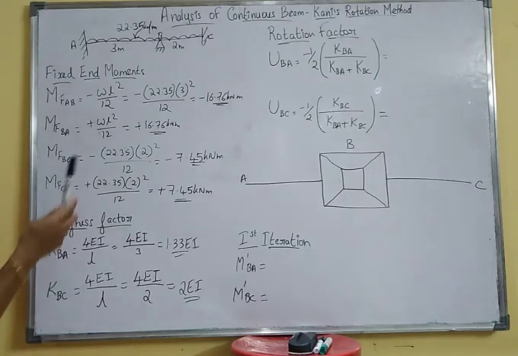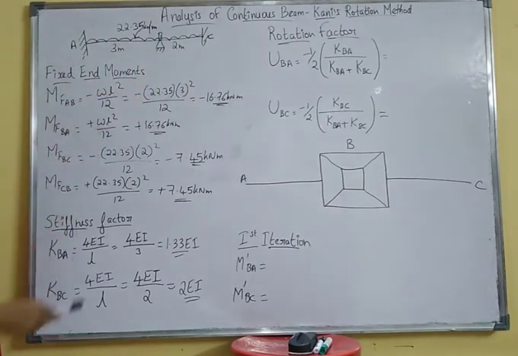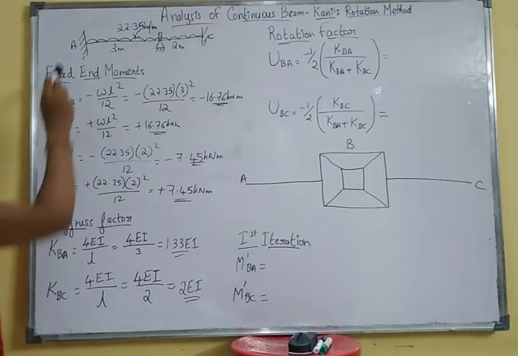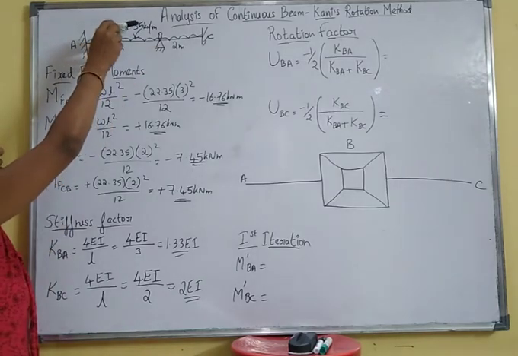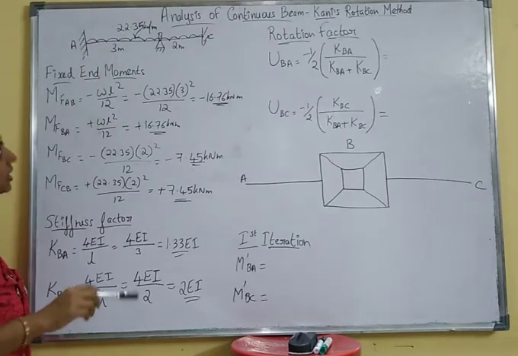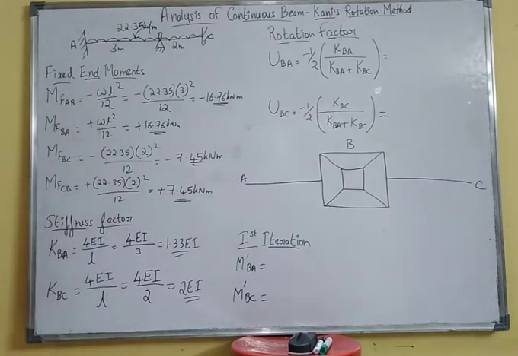We'll see today's next problem. The same problem we'll see by a different method, that is Kani's rotation method. So this is your given problem, which has 22.35 kN/m as a load. This is a two span beam, AB and BC.